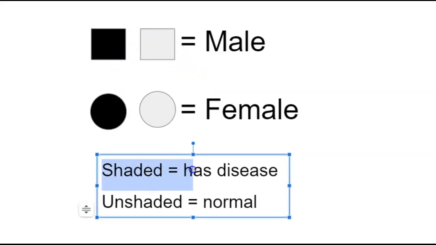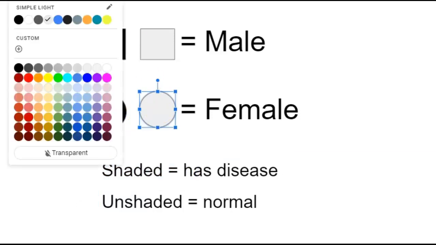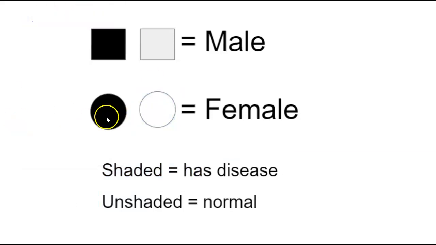If they're filled in, shaded, and by shaded I mean shaded dark here, I know these look light gray, but anytime that they are dark, black, that means that they have whatever condition we're looking at. So whether that be cystic fibrosis, hemophilia, or dwarfism, the condition's always going to be shaded. And in our case, the conditions we're going to be looking at are going to be recessive. And we'll talk a little bit about that in a second. So shaded means they have whatever disease we're looking at.